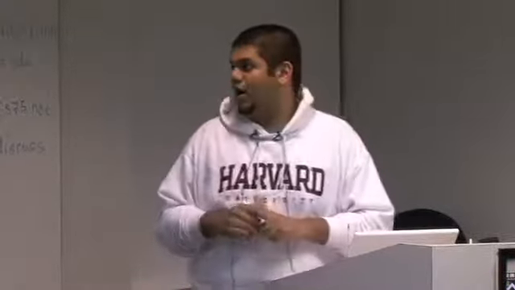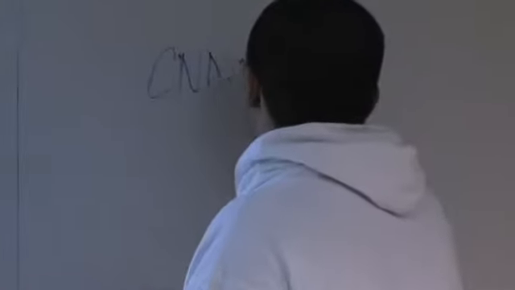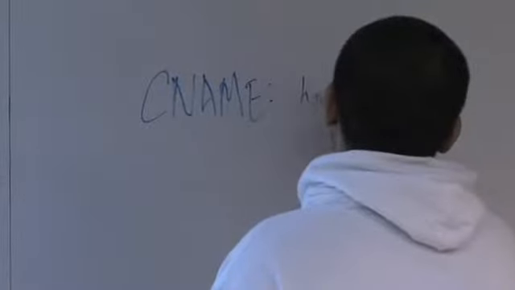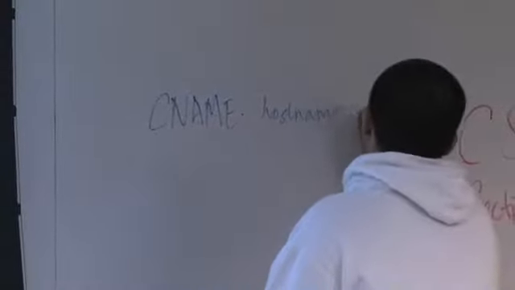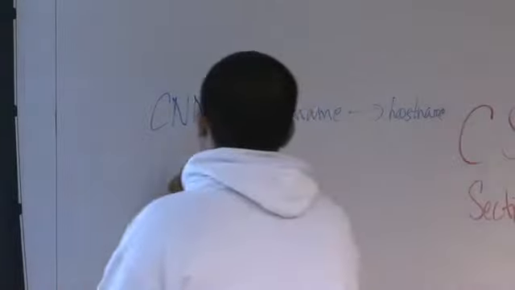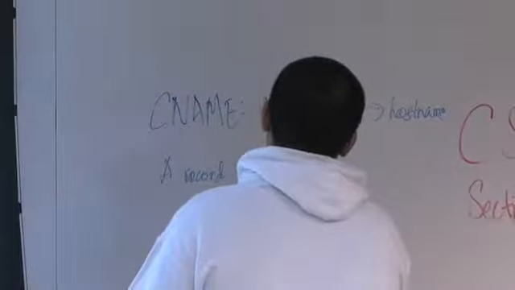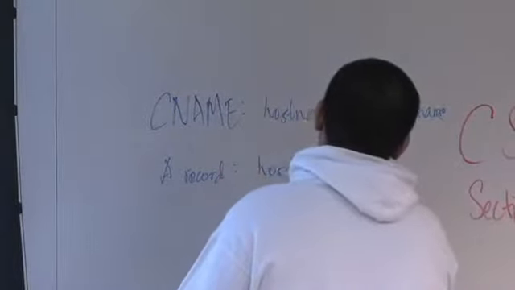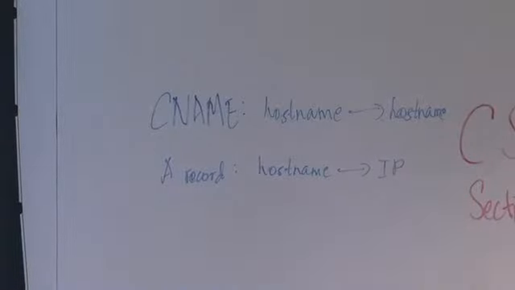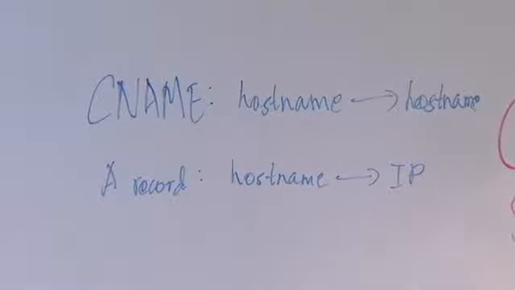CNAMEs are basically maps. A CNAME record is a map of a host name to another host name. An A record is a map of a host name to an IP address. So here, all your websites will be hosted on cloud.cs75.net.